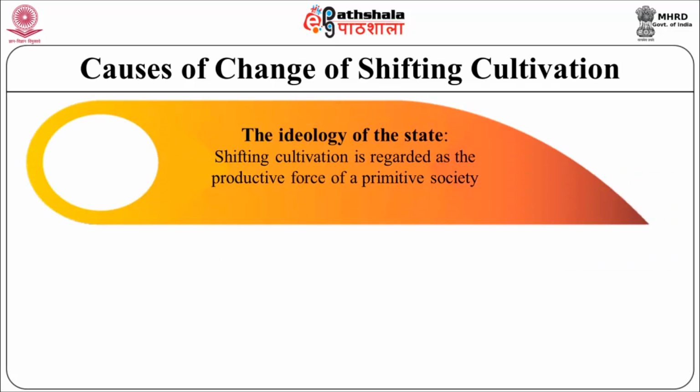Now let us see the causes of changes in shifting cultivation. In the ideology of the state, shifting cultivation is regarded as the productive force of a primitive society. In China, people use advanced productive forces to replace the primitive ones, which is the only direction beyond the primitive society towards a socialist society.